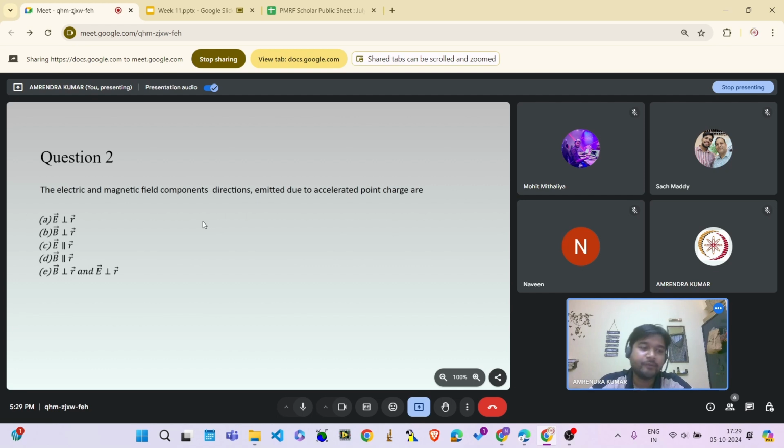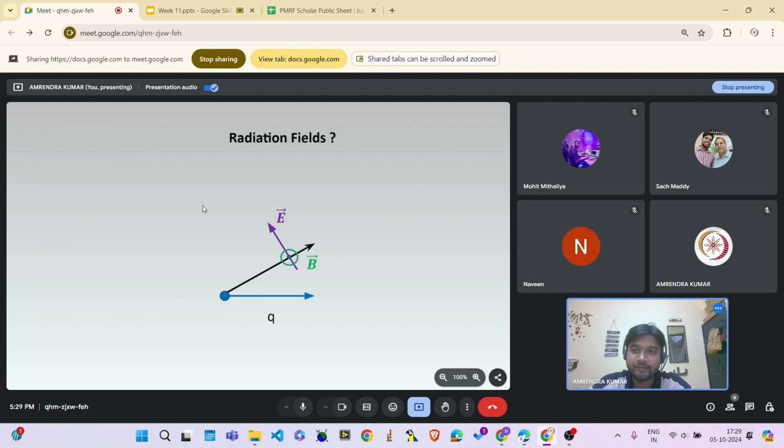So the question is, if you have a point charge, like in the case here, this black line represents the direction of r cap, meaning some distance from the point charge at a given instant of time. So it is being asked, if this is the direction of propagation of this radiation, then what are the electric field and magnetic field components at that point.